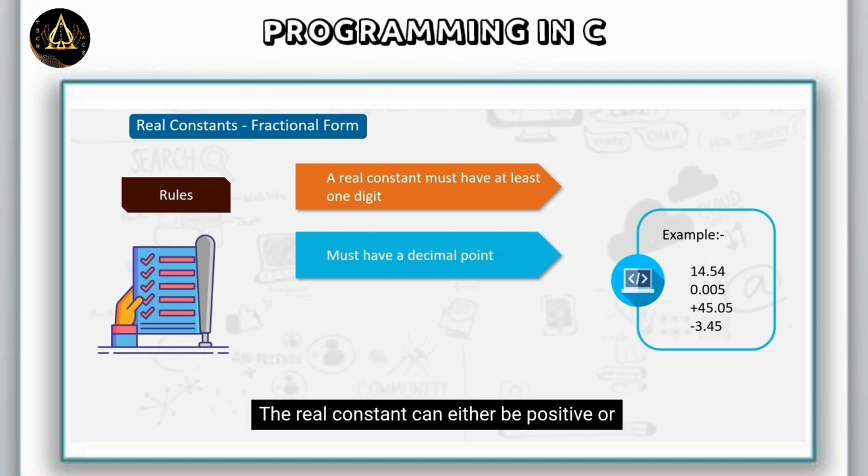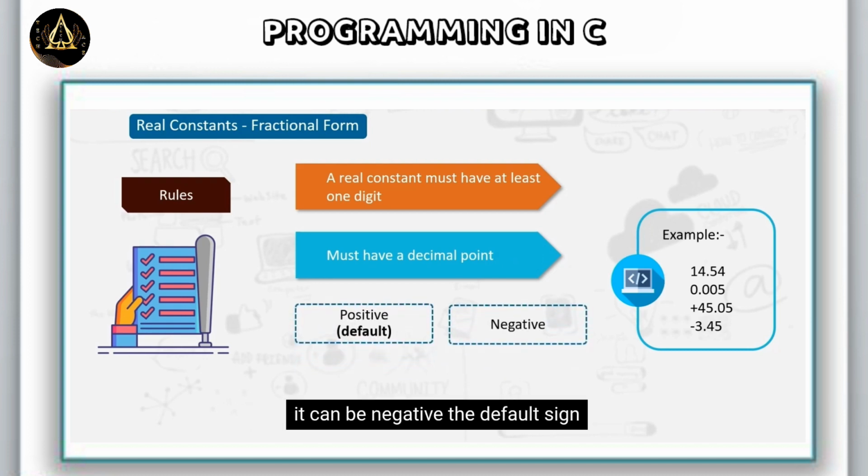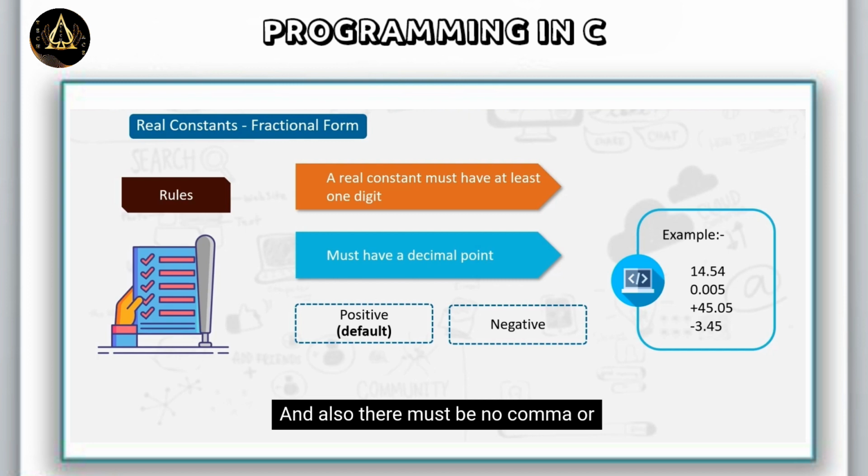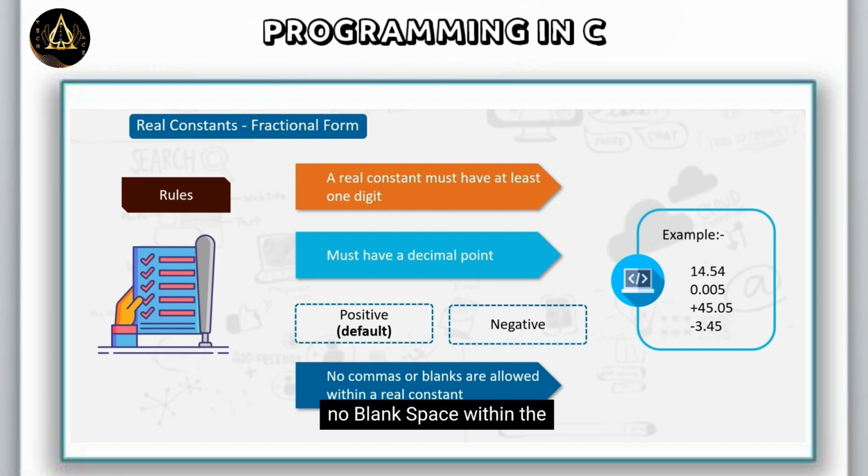The real constant can either be positive or negative. The default sign of the real constant is positive. That is, any number which is not preceded either with a positive sign or with a negative sign is considered to be a positive number. Also, there must be no comma or blank space within the real constant.